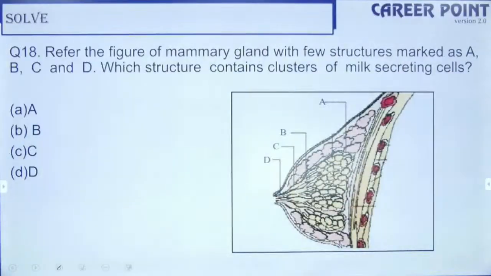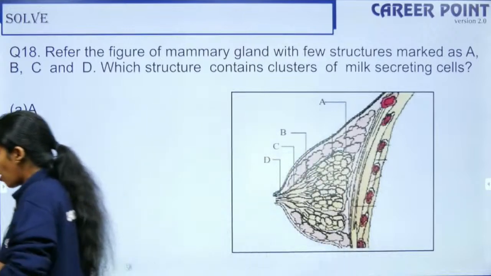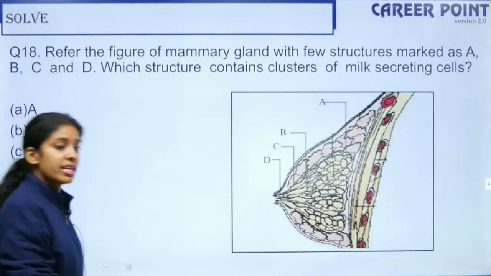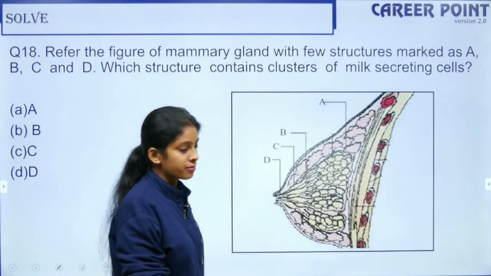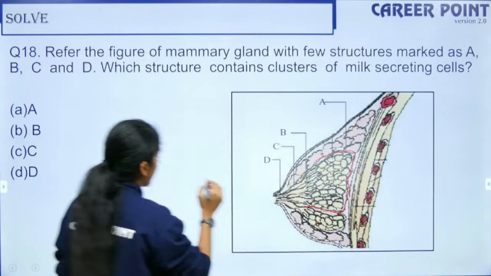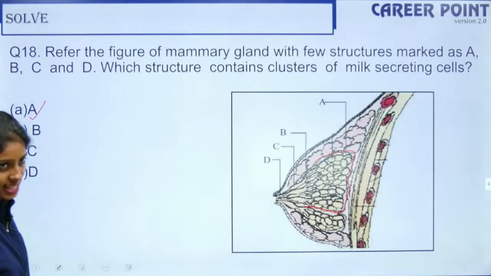So question 18, refer the figure of mammary gland with few structures marked as A, B, C, D. Which structure contains cluster of milk secreting cells? So where do you have the cluster of milk secreting cells? Yes, prostate is single. So here you have a cluster of milk secreting cells. So here the right answer is option A, that is alveoli cells, right?